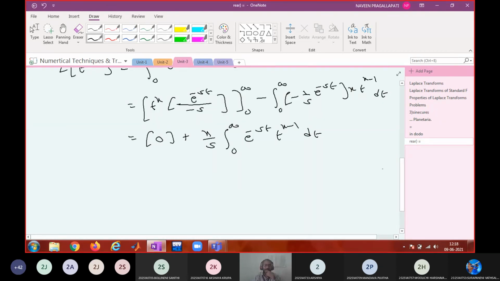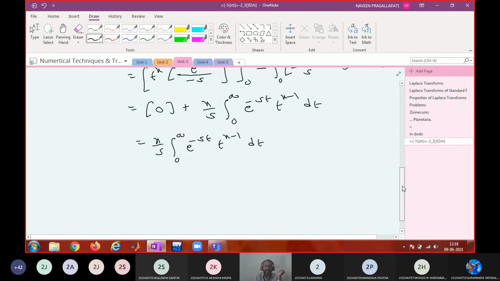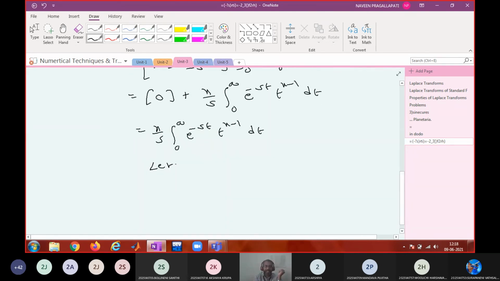Do you agree? Now our aim is to bring this to the gamma function, but the gamma function has e power minus t, whereas here the coefficient of t is minus s. So we shall take a substitution. I'm going to demonstrate this quickly here. In e power minus st t power x minus 1 dt, let me take st as y. Then s dt is equal to dy. Now what will be the limits?